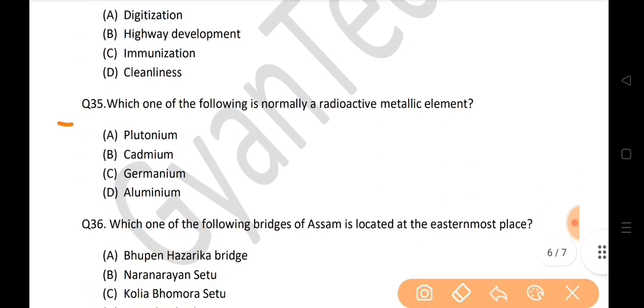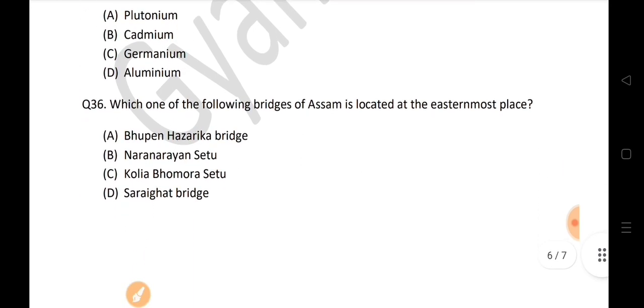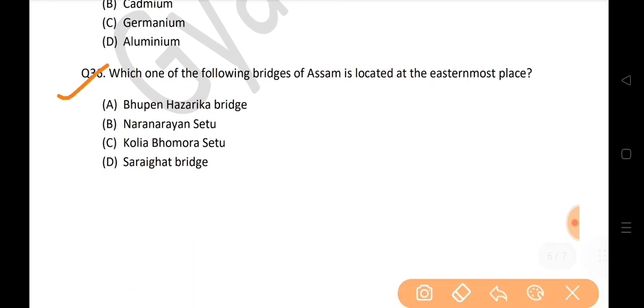Next question. Which one of the following is normally a radioactive metallic element? Correct answer is option A, plutonium. Next question. Which one of the following bridges of Assam is located at the easternmost place? Correct answer is option A, Bhupen Hazarika Bridge.